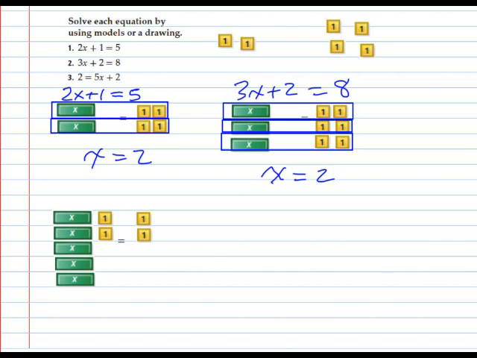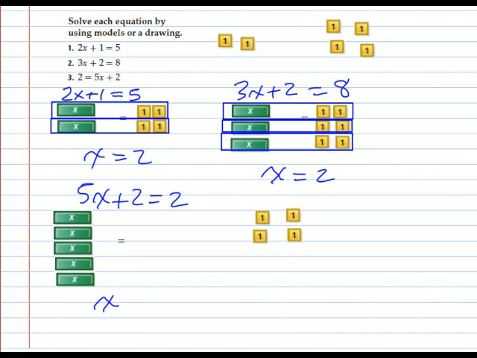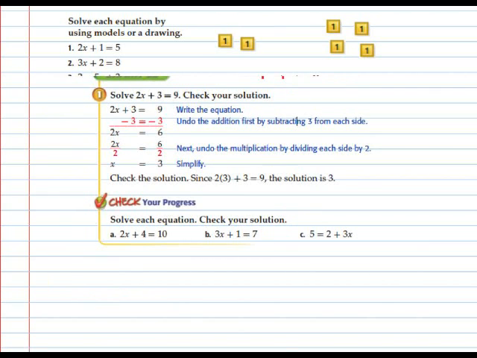In our third example, we have the equation 5x plus 2 equals 2. Again, I remove 2 tiles from each side of the equation, which leaves me with 5x on one side and nothing on the other. So, because I don't have any tiles to divide into groups, the solution to 5x plus 2 equals 2 is x equals 0.